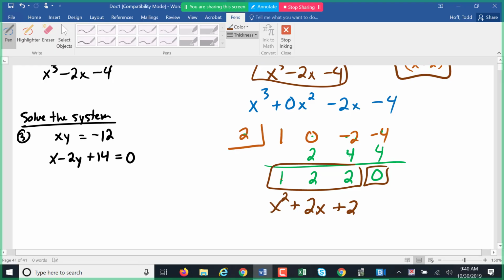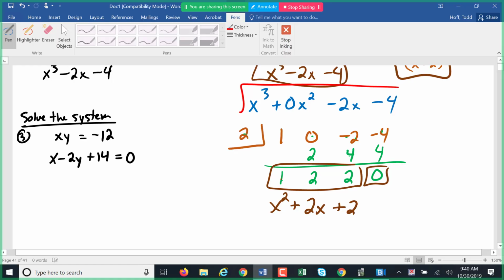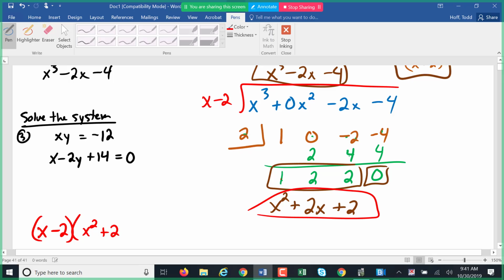If you wanted to, you could take it in this form and divide out the x minus 2, you would get that same result. So what we have there now are factors: x minus 2 and x squared plus 2x plus 2. And of course, we still have 9x plus 2 in the numerator.